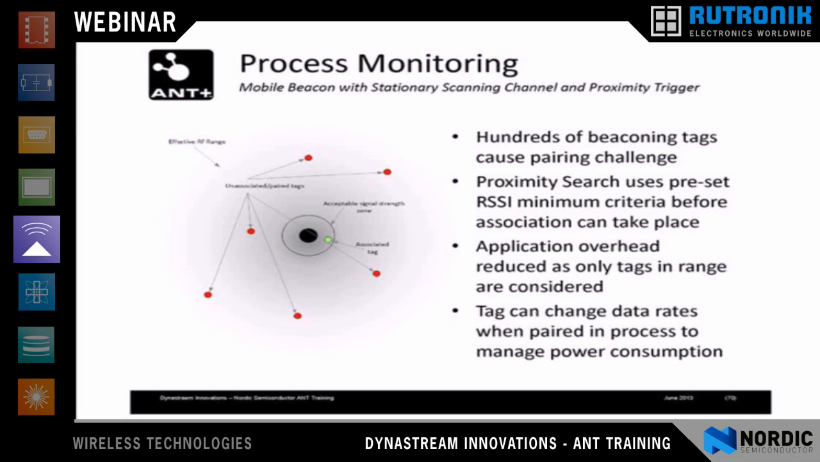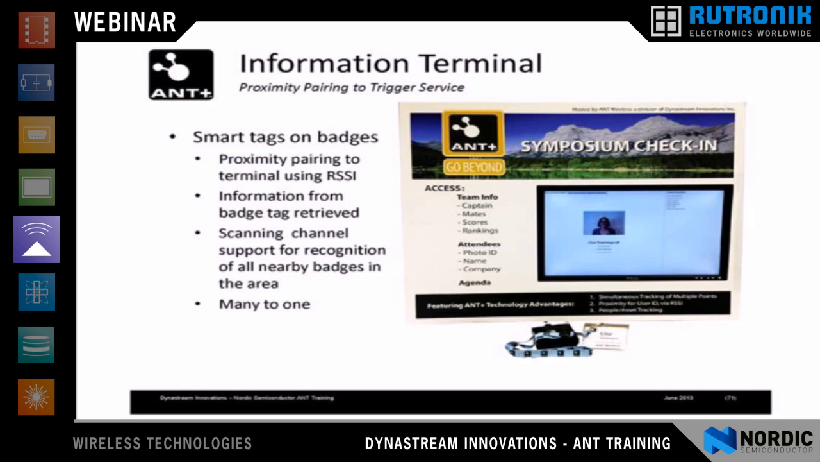Process monitoring: you have hundreds of tags around a listening device, and using proximity, you can hone in only on the tag that's the closest. So only on the tag that's come into the filling station, for example.